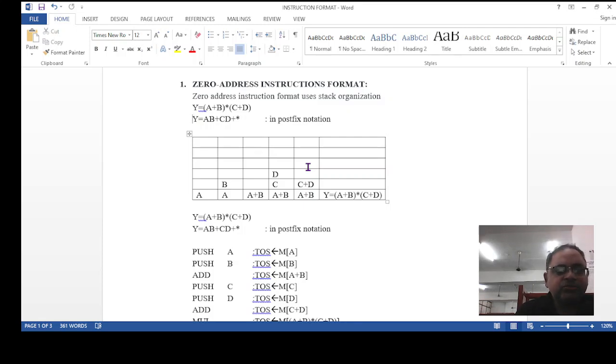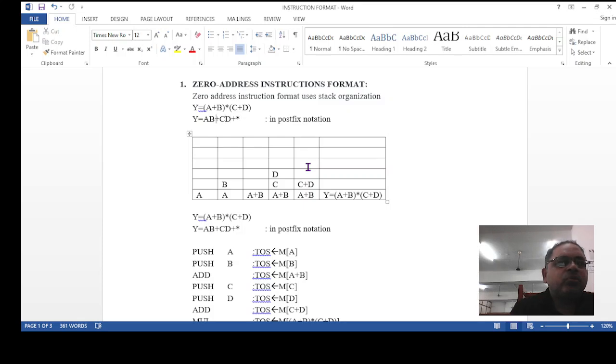In postfix notation, the operator, or whatever operation is to be performed, goes after the data. A and B are data, and the operation plus will go after the data in postfix notation. Post means after. So A plus B will become AB plus, C plus D will become CD plus, and the star comes after that.